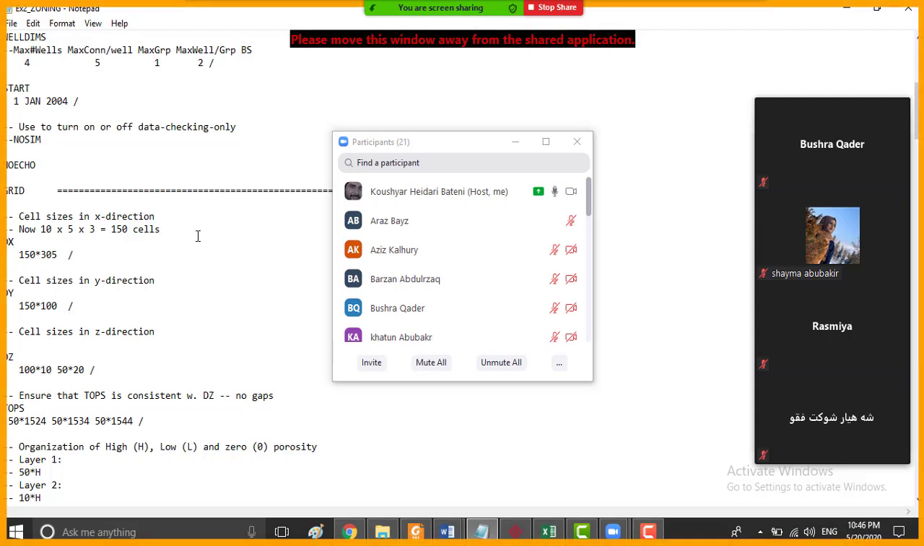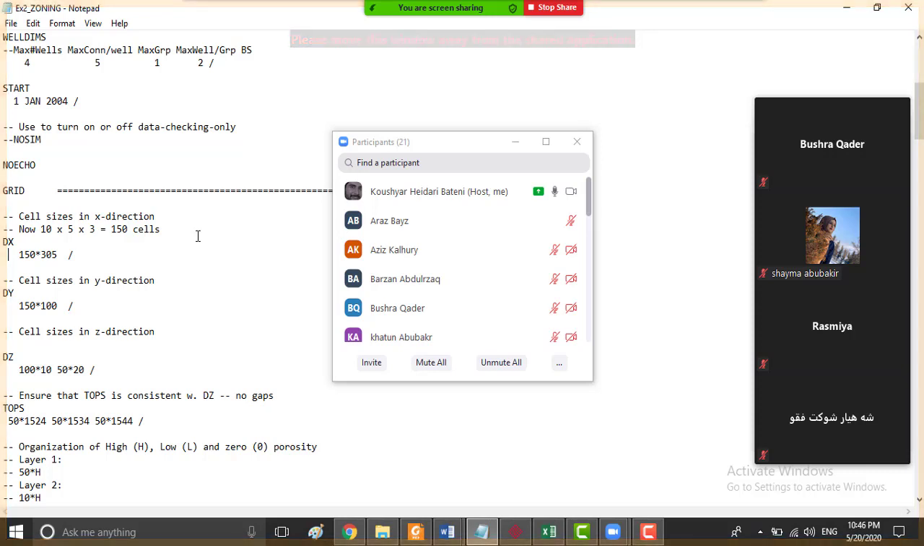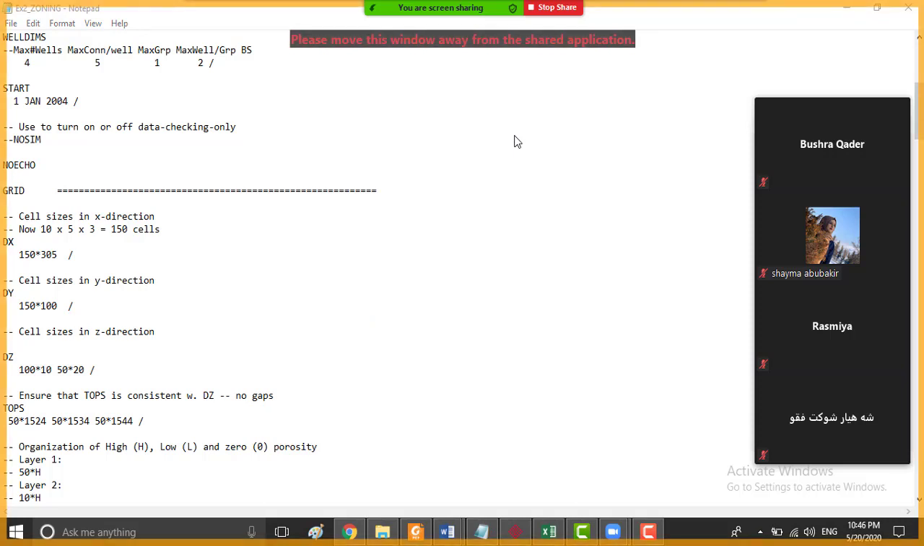So for dx, what should we enter? The length of each of the matrix blocks in the x direction. We have 150 cells. For each of them, the length is 305 meters. So here we write 150, which is the number of cells. Please look at the screen. 150 cells, and for each cell 1000 feet or 305 meters. Yes?